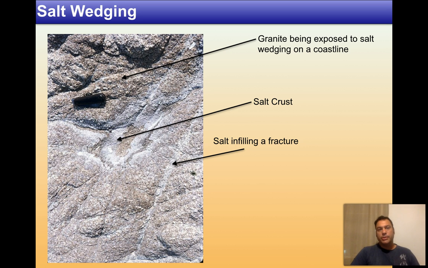Okay, and that would be salt wedging. So here we see a picture of a granite surface, and it's actually pretty heavily weathered by chemical attack. But here we have a salt crust that's forming. So this is actually right near the coast. And here we have a rock fracture, and in that fracture, there's salt. There's salt infilling the fracture, okay? And so this is a rock that is just being torn apart just by salt wedging alone.